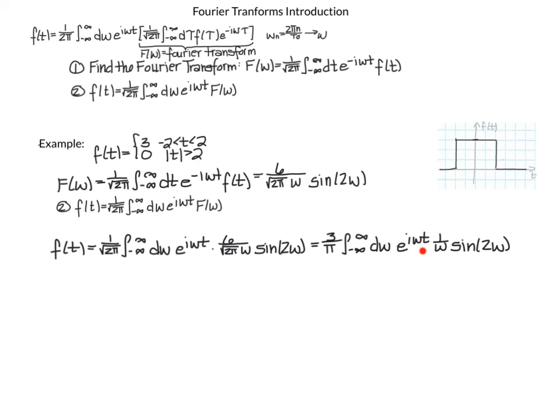And for whatever reason, I'm feeling like this is easier to convert because the other way would be using half angle formulas, and then I'm going to have too many terms, I guess. So I'm going to convert e to the i omega t to sines and cosines. I have then 3 over pi, integral from negative infinity to infinity. I have my 1 over omega sine 2 omega here, and my e to the i omega t becomes cosine omega t plus i sine omega t.